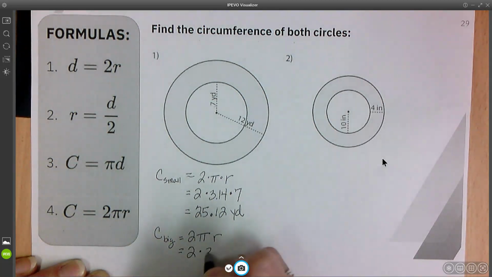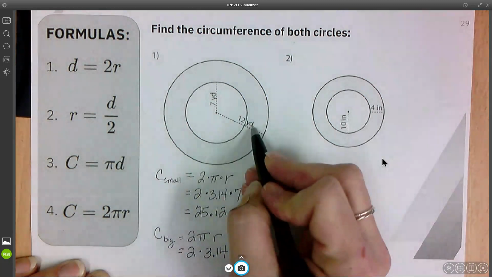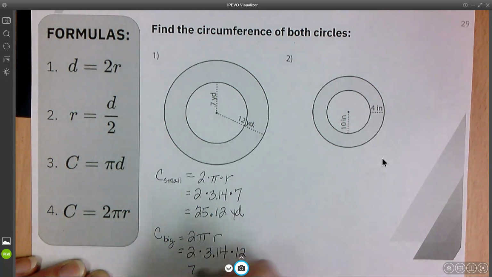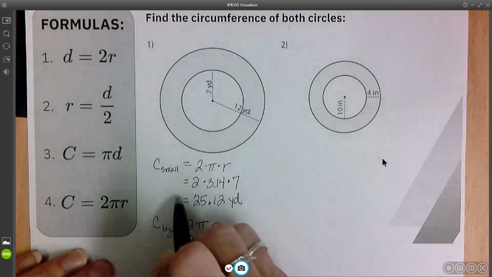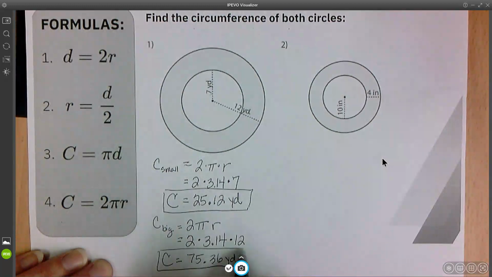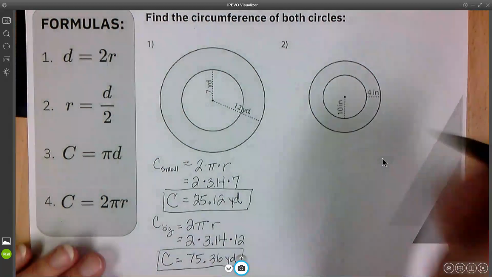2 stays the same. Pi is 3.14. Probably wouldn't use 22 over 7 because 12 is not a multiple of 7. And then times the radius of 12. And we plug all that into our calculator. We get the circumference is equal to 75.36 yards. It's a little bit off the screen. So I'm going to go back here and just box in my answers so I can show that I have both circumferences.